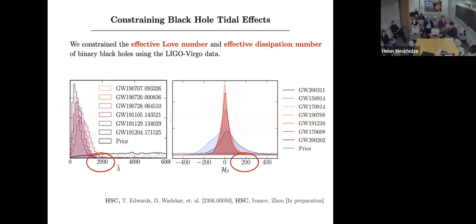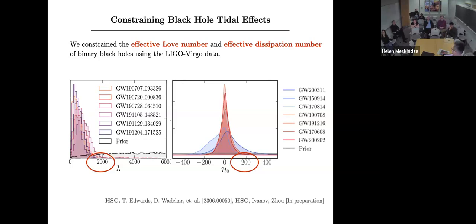You see that it peaks at 0, but the likelihood only tells us that the SNR of each of these events is only high enough to say that we're ruling out lambda tilde at a few thousand or so. In this small lambda tilde regime, we're still prior dominated, so the data doesn't tell us much here. But future detectors will be able to do that. We'll be able to constrain this to a very small value. And the same is true for dissipation numbers.